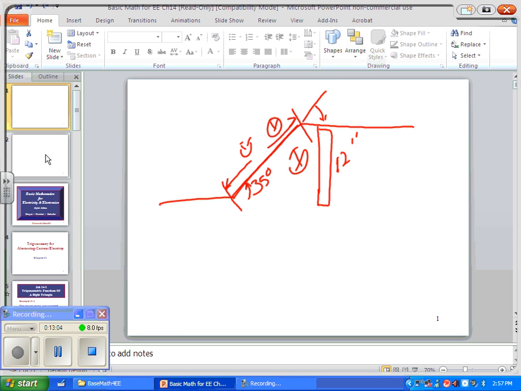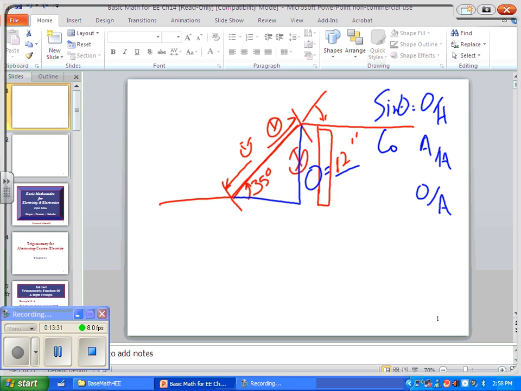Now, there's a couple ways we can do this. We can look at this and say, well, look at that. We've got a triangle here. We know the side opposite is 12 inches. And we know the angle is 35 degrees. So whenever we're looking at our functions, we want to find something we have and something we're looking for.